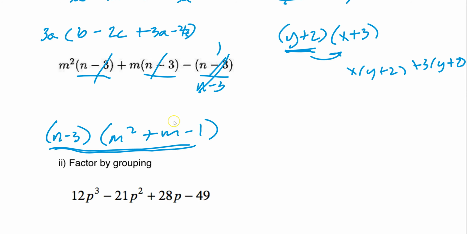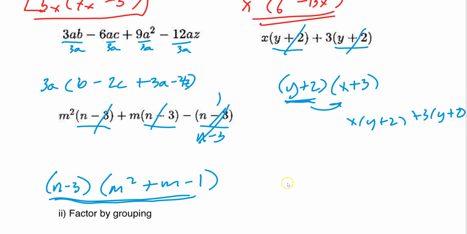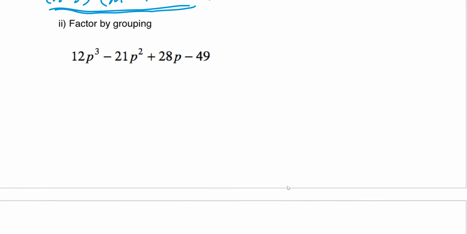So that's how you factor out a monomial, right? And that's always the first step. It makes your life so much easier. So see what they have in common, pull it out, and then divide by to see what's left over. So next one is my favorite one. We're going to factor by grouping.